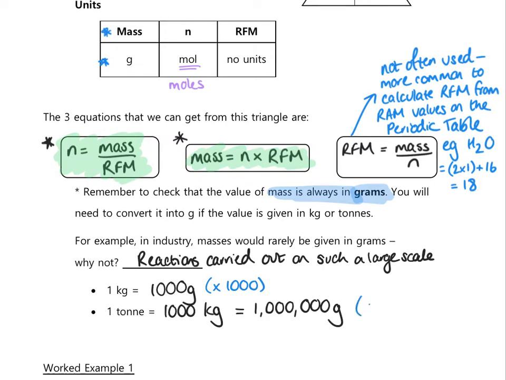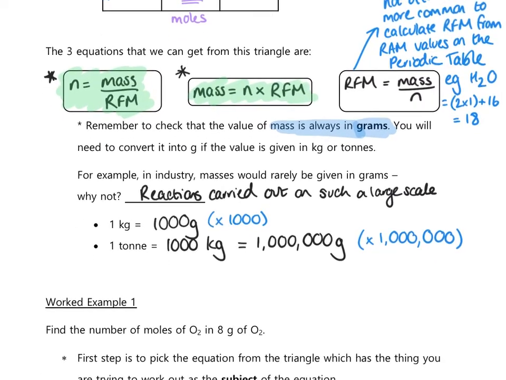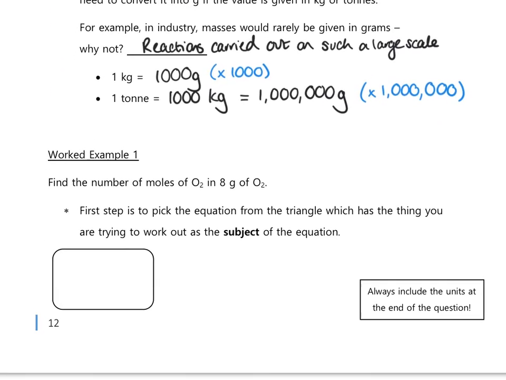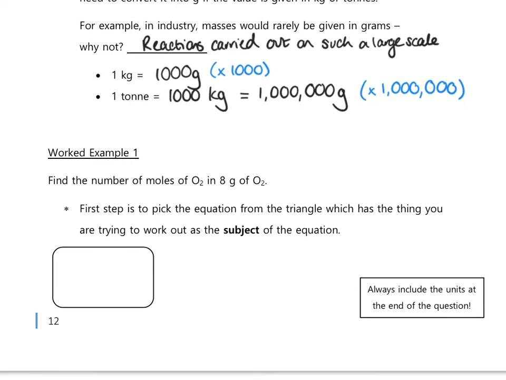So if you're given your value in tons, which sometimes you are, then you must learn that you need to multiply it by 1,000,000. Or you can think of it as multiplying by 1,000 and then multiplying by 1,000 again, whichever way you find easier. But learn that it's 1,000 kilograms, so that means it's 1,000,000 grams in 1 ton. So let's jump in and look at a few examples of these calculations before you try some on your own.